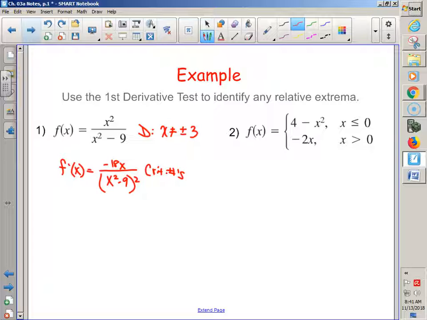Critical numbers. Pitchfork. Why am I just putting 0 even though there's a plus or minus 3 in the denominator? Their discontinuity is good. They're domain problems. So I'm going to put them in my sign chart, but they're not critical numbers. They don't exist. They're not really there. They can't be critical points if they're not points.